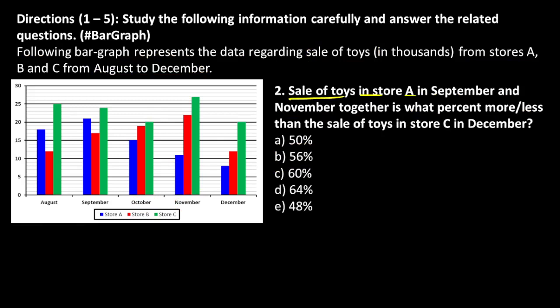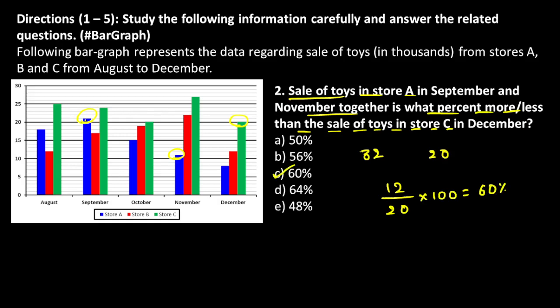Sale of toys in store A in September and at November together, total value 20, 10, 30, 32. He is what percentage more or less than sale of toys in store C in December, which is 20. The difference is 12 out of 20. 60% is the final answer. Option C is the correct answer for this question.